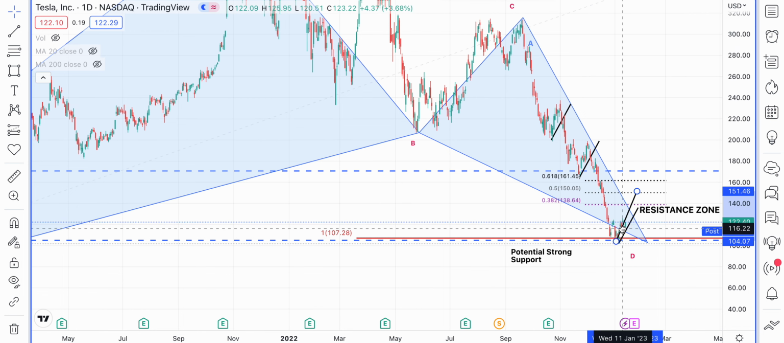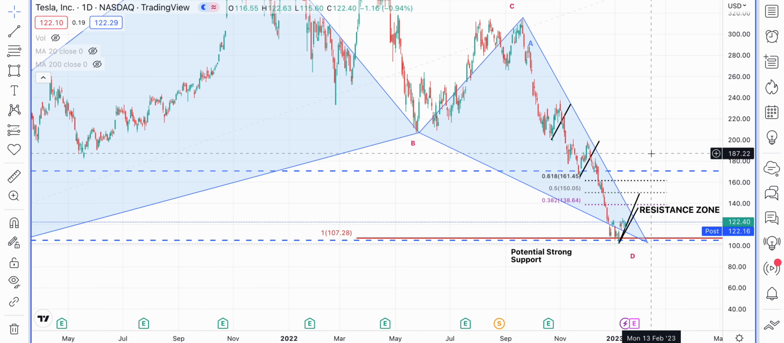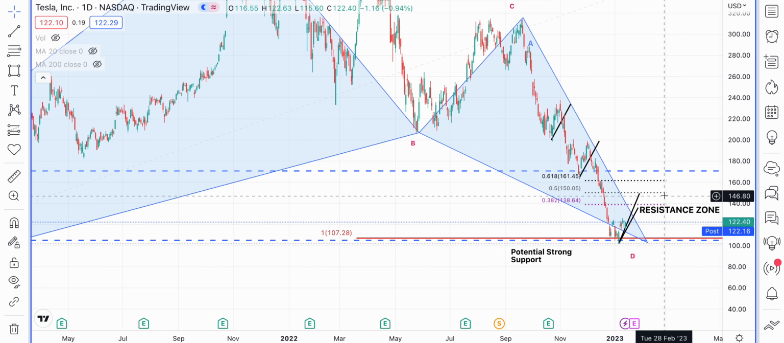So what we are looking for is, in order for the stock to break its bearish symmetry, the stock must ideally break above in a convincing way and stay above the 150, 151 dollars per share level.